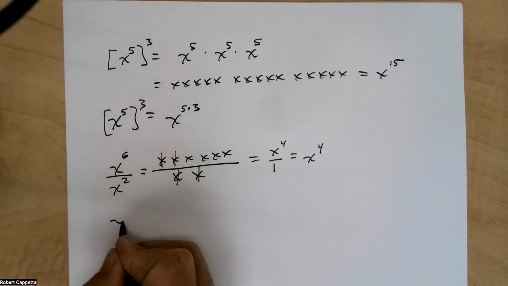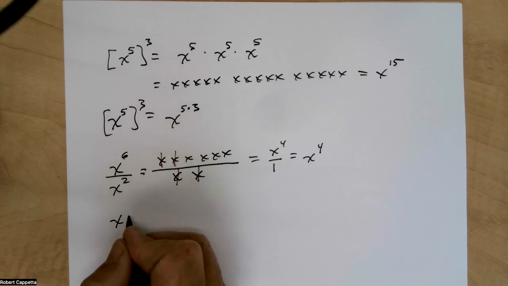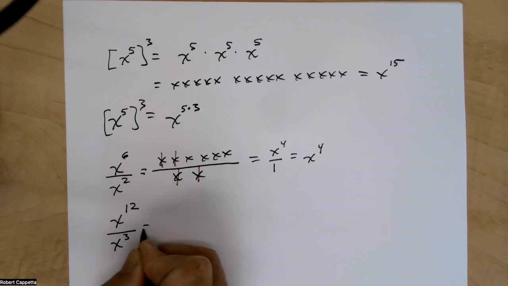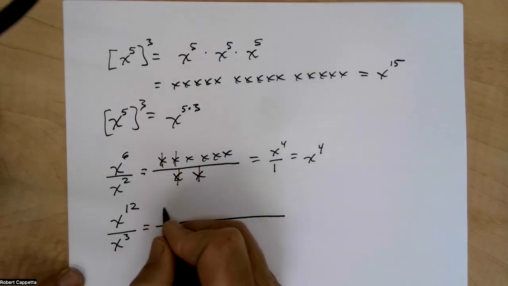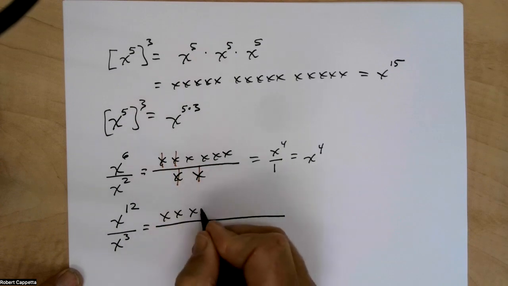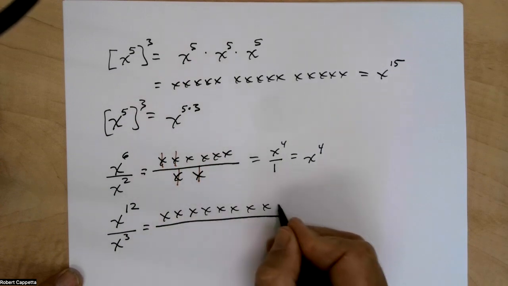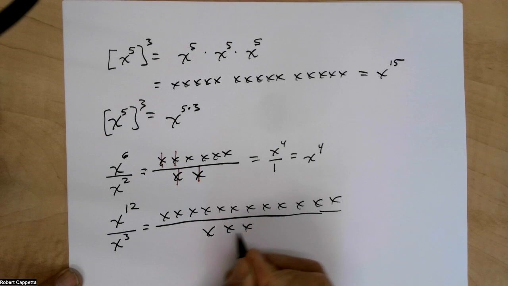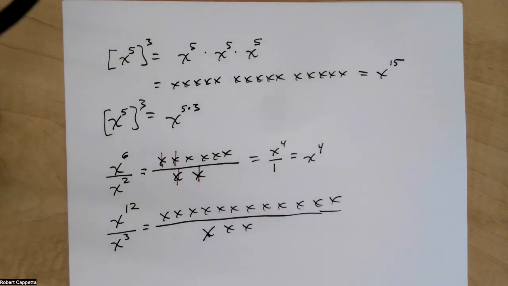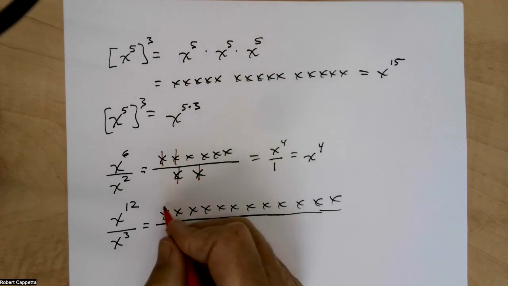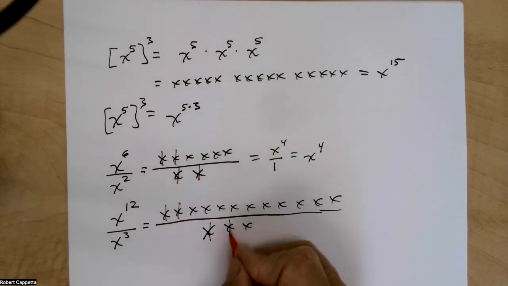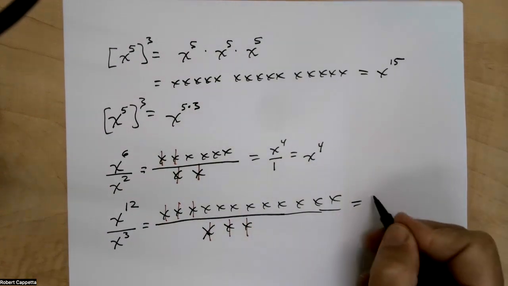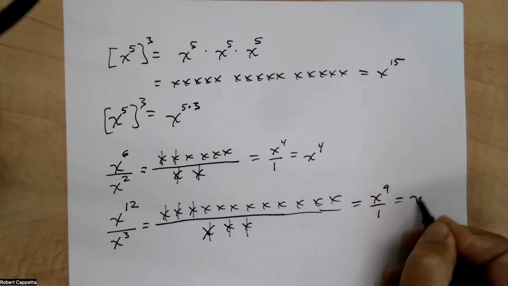How about x to the 12th over x to the third, what will that be? Again, 12 x's are on top. 1, 2, 3, 4, 5, 6, 7, 8, 9, 10, 11, 12 over x to the third on the bottom. What's that going to be? Again, x over x is the same as 1 over 1. What's left on top? 1 times 1 times 1, and then 9 more x's. So x to the 9th on top over 1, which is x to the 9th.